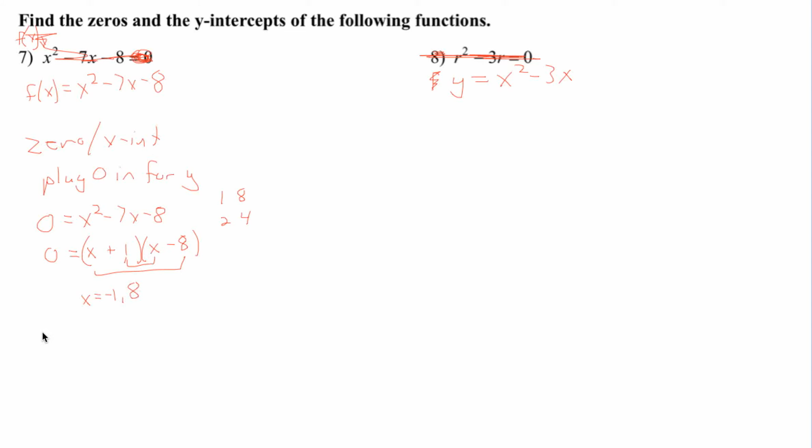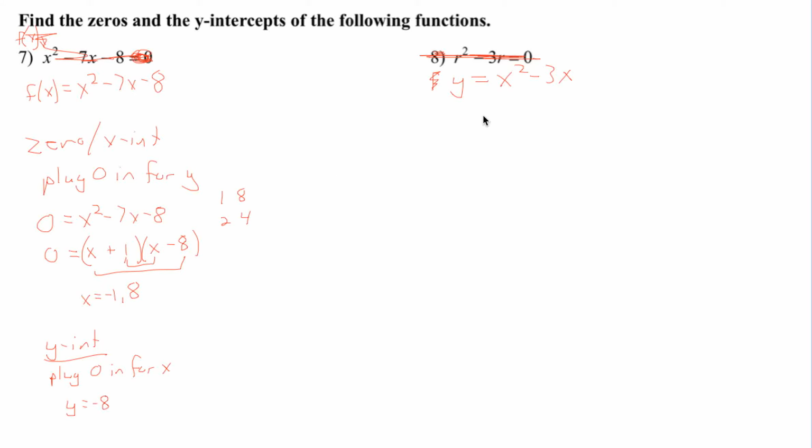The y-intercept, what we do for the y-intercept is we plug in 0 for x. Plug 0 in for x, which is pretty simple because we have 0 squared minus 7 times 0 minus 8. So the y-intercept is -8.